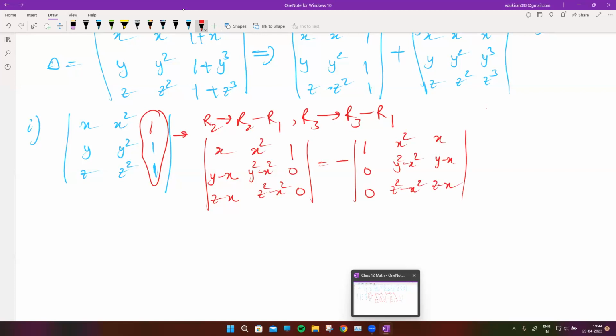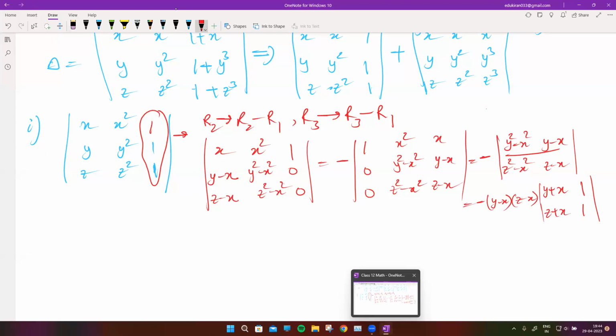I can write this as negative times 1 0 0. Now I can directly, 1 will be here, so that doesn't change the fact. This will be written as y square minus x square, y minus x, z square minus x square, z minus x, directly this. I can take y minus x common from here because this can be written as y minus x into y plus x. So this will be minus times y minus x, and there will be a z minus x from the second row, and this can be written as y plus x and 1, and this can be written as z plus x and 1.